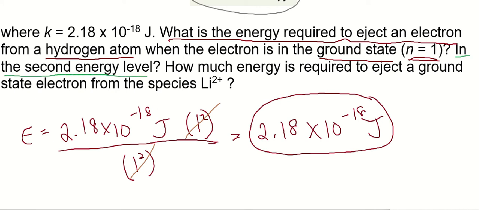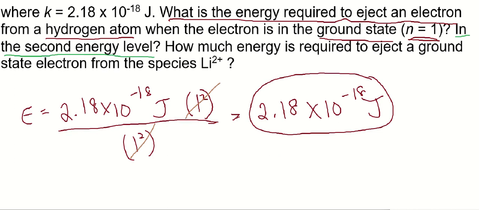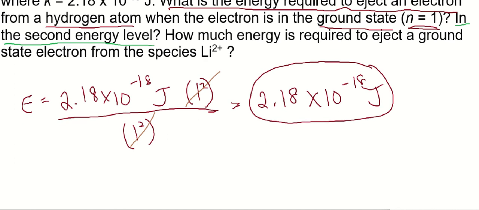Part 2, same atom, we've got a hydrogen atom. Now that electron is in the second energy level. It's in an excited state, so it's already got more energy than the first scenario. It's not going to take as much energy to remove that.